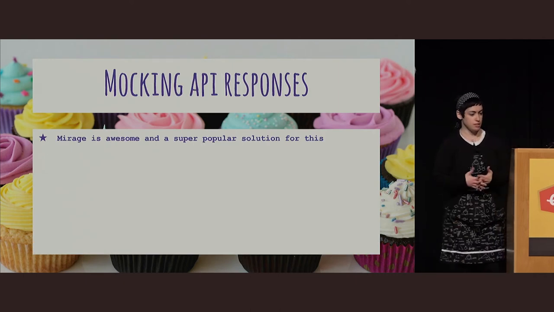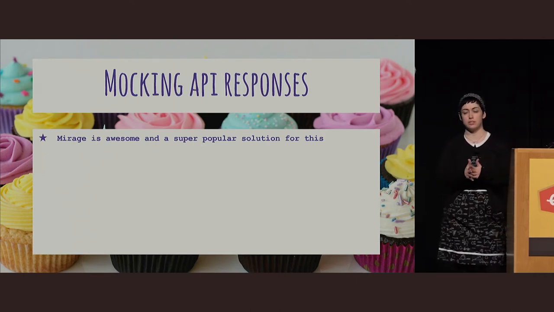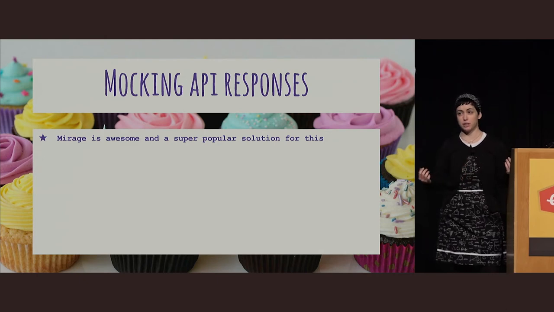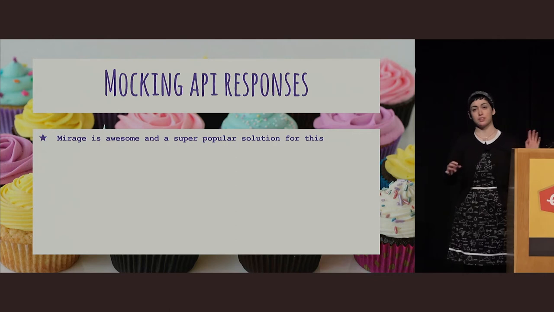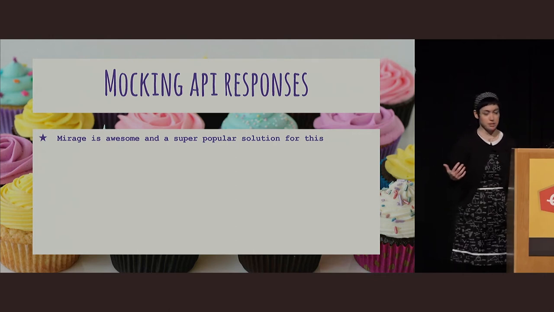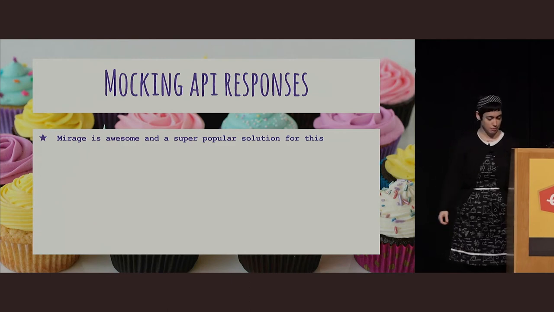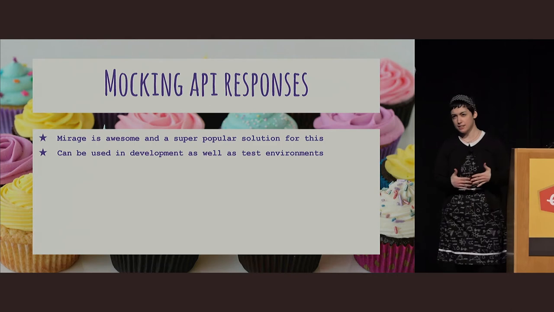Mocking API responses. This is pretty important because you don't want to be hitting your live API. Obviously, you want your tests to be running in isolation. A great solution that I love, and I think a lot of people love, is Mirage. Mirage is awesome. Super popular solution, not just for testing. It can be used in development as well as in test environments.